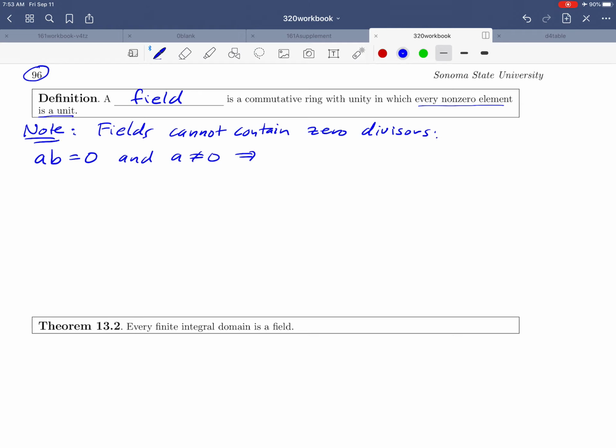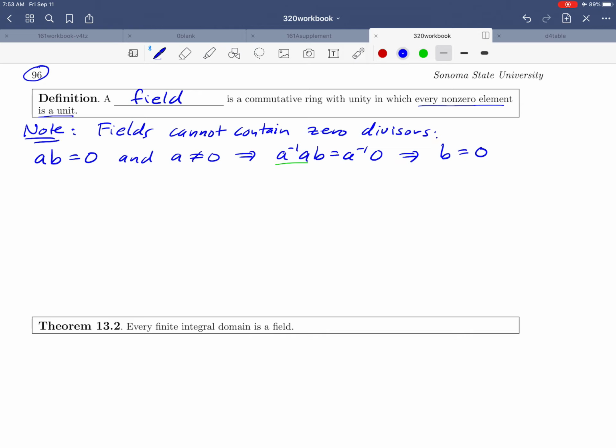That means that we can take this equation and left multiply it by the inverse of A, which we know has to exist. And notice what happens as a result. A inverse times A is just going to give us the identity, or the unity element. They're going to cancel, and we're just going to get B on the left-hand side. And over on the right-hand side, A inverse times 0 is just 0.